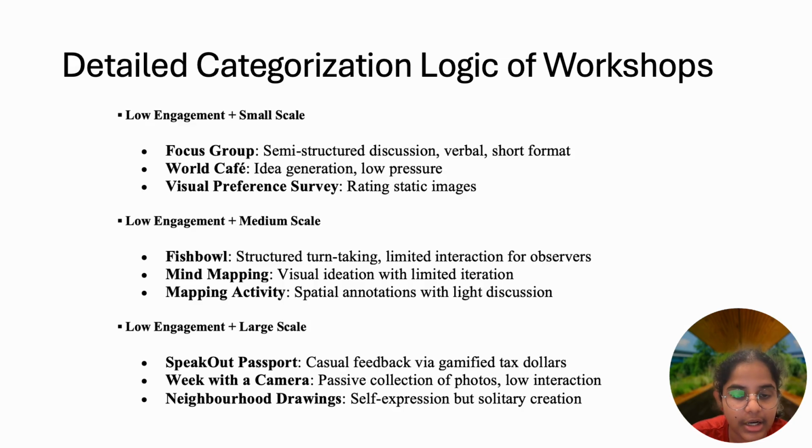If you want a bit bigger scale, for example, low engagement plus medium scale, we could use the fishbowl workshop, structured turn-taking with limited interaction for observers; mind mapping, visual ideation with limited iteration; and the mapping activity, spatial annotations with light discussion. If we want low engagement with large scale, we can use the Speak Out Passport workshop, casual feedback via gamified text; Dollars Week with a Camera, passive collection of photos with low interaction; or neighborhood drawings, self-expression but solitary creation.